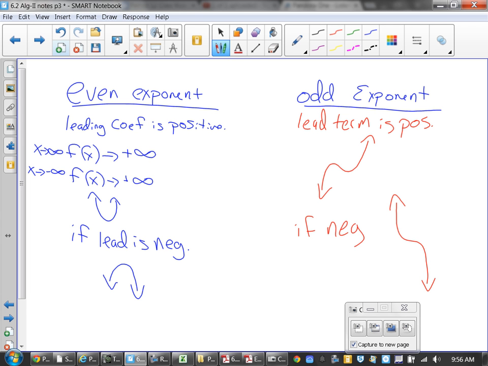Yes, ma'am? If the leading coefficient is like 1, would it be flat? If it's 1, is it positive or negative? It's positive, but that's an odd exponent, so would it be that way, or would it be straight? Okay, if we're talking about a polynomial, then you're talking linear. Then you would go through your linear stuff. I'm looking at curves mainly, but for the linear stuff, you're thinking slopes now.